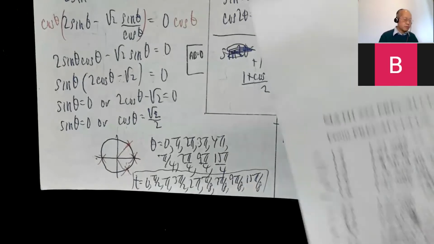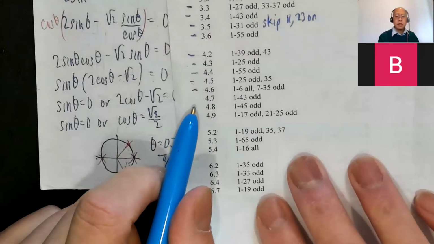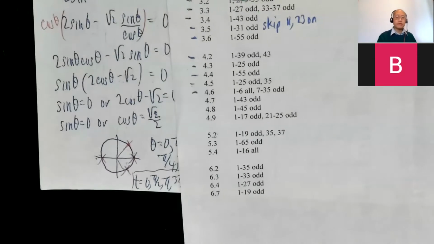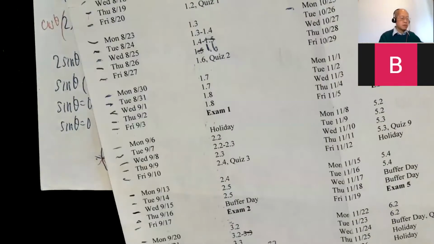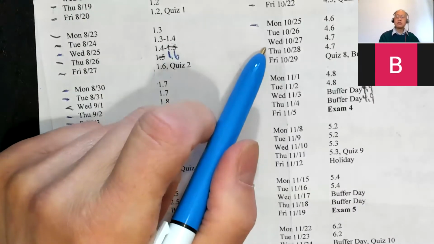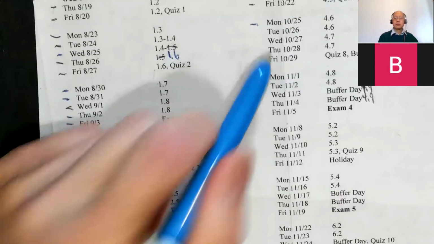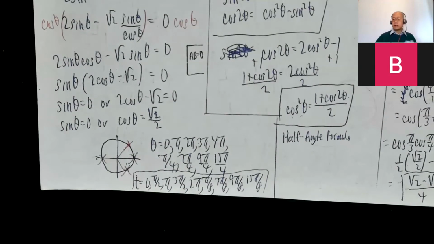Okay, so I'm officially done with 4.6 now. And I'm ready to start 4.7 on the schedule. I wasn't supposed to start 4.7 until Wednesday, so I think we're pretty good time-wise. Okay, so 4.7 is on trig identities.